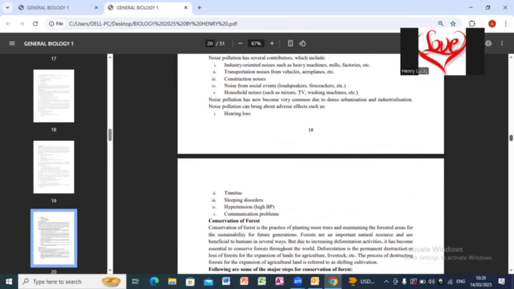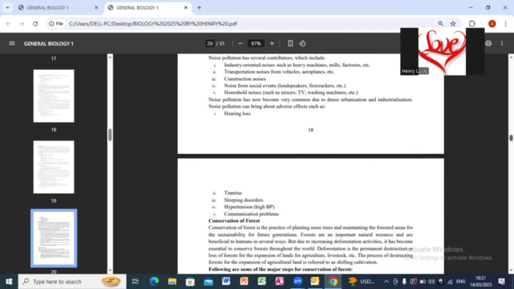So there are several things that contribute to noise pollution, which are industry-oriented noise, transportation noise, construction noise, noise from social events such as loudspeakers, household noise, mixers, TV, washing machine, and the rest of them. When all these things are readjusted, noise pollution will not have its effect on humans to an extent.